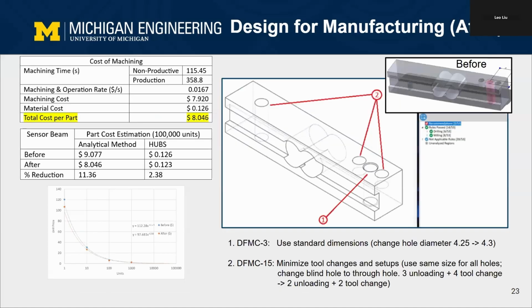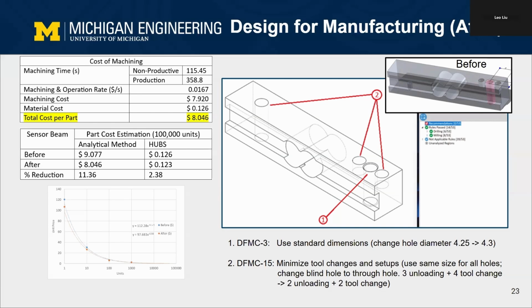Based on the recommendation of DfM Pro, we will change the size of the through hole to 4.3 millimeters, which is also the standard size for an M4 screw clearance hole. In addition, we will change the blind hole on the bottom side into a through hole. We will also change the size of all the holes to be 4.3 millimeters. With these changes, we will save the time to flip the part and change the drill bits.